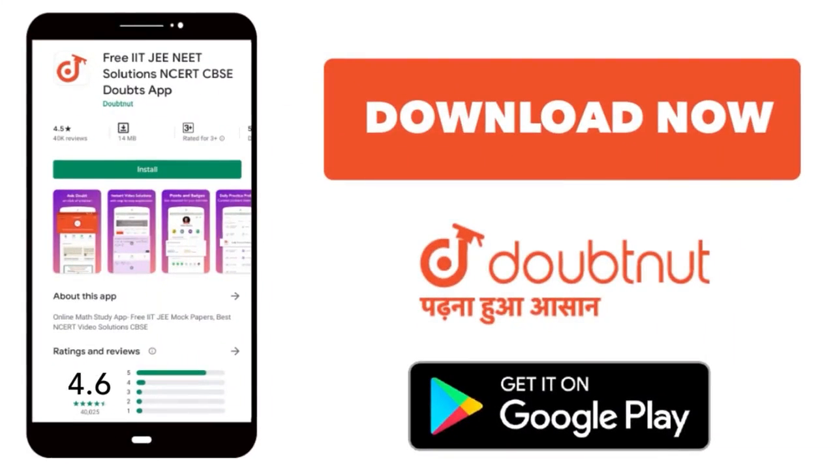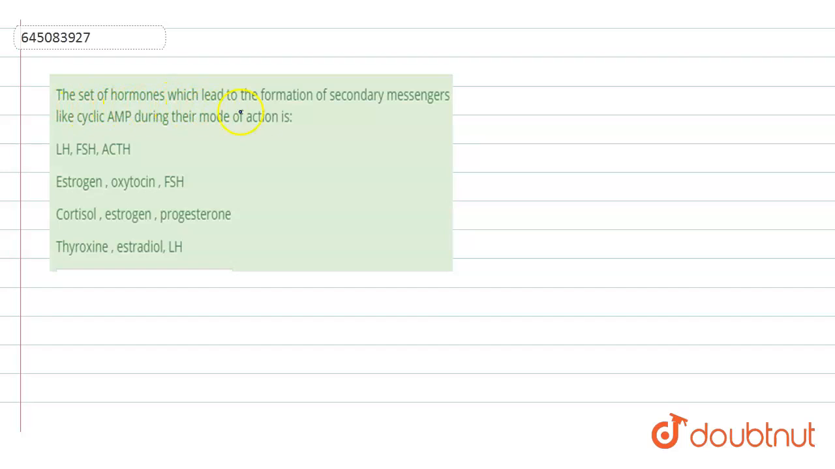Question here is: the set of hormones which leads to formation of secondary messenger like cyclic AMP during their mode of action is. Okay, what is asked in this question? Which of the following sets of hormones will activate the cyclic AMP during the mode of action?